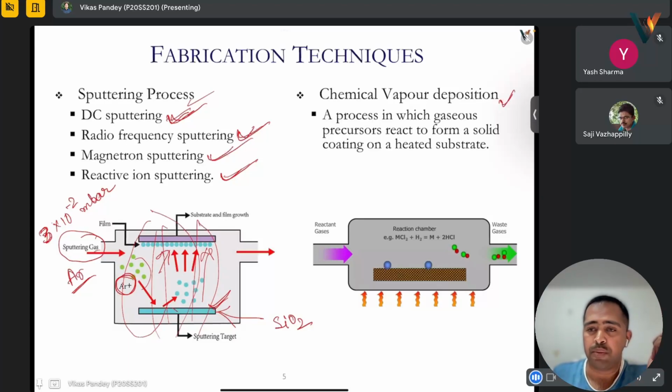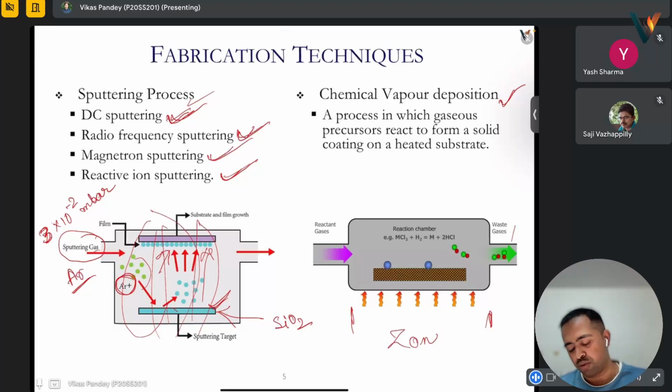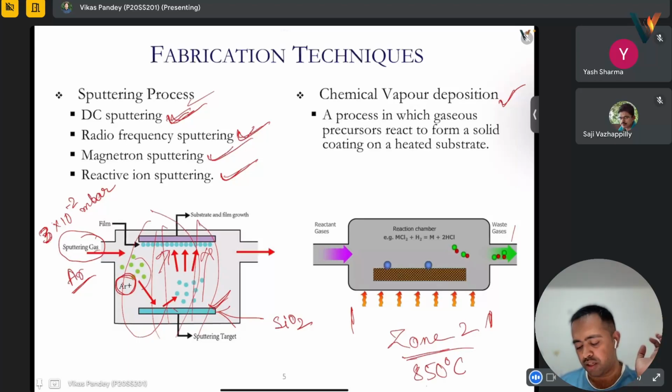Then comes chemical vapor deposition. This is a process in which gaseous precursors react to form a solid coating on a heated substrate. So it's not this small, it is a big zone, like 3 zones are there. So we are considering, let's say, this is zone 2, where our reaction is ideally to take place, say at 850 degrees or something like that.